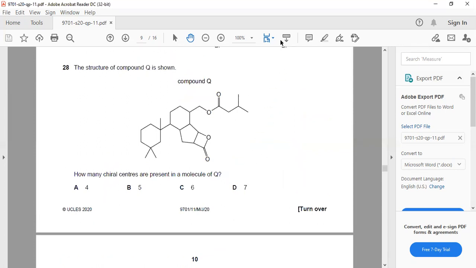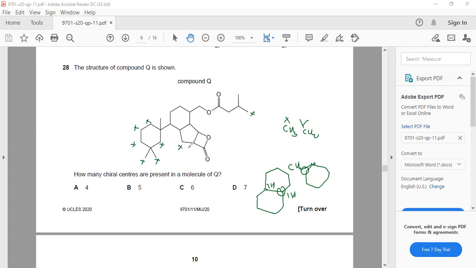Question 28. How many chiral carbons? How to eliminate? CH3 is not chiral. CH2 is not chiral. In a cycloalkane, this is CH2. Keep in mind, in a cycloalkane, when there are three, this is 1H. So this is CH3, not chiral, not chiral, not chiral. CH2 is not chiral. This is CH, but these two groups are same. This is CH2, not chiral.